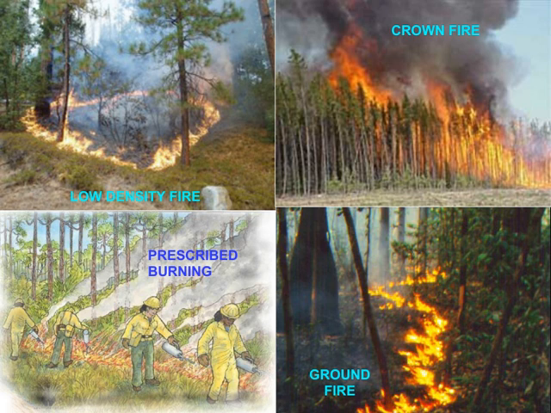Next, we have ground fire. These fires burn below the surface, often smoldering in the leaf litter, roots, and organic soils. They can persist for a long time and are tricky because they're not always visible on the surface. Managing ground fires is crucial since they can reignite surface fires and cause unexpected flare-ups.